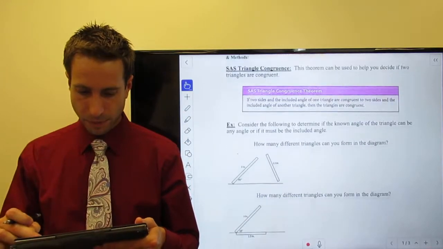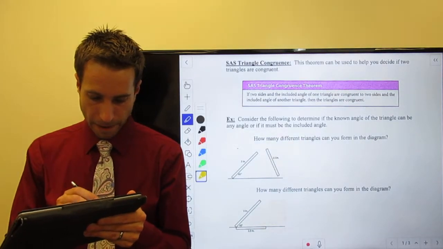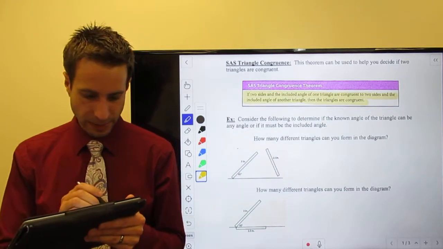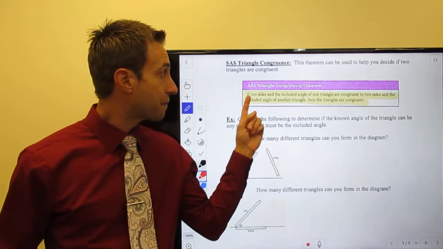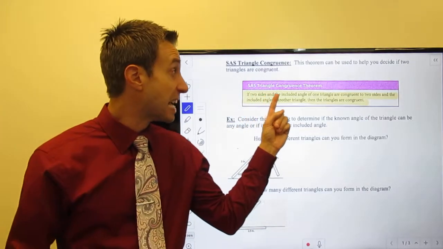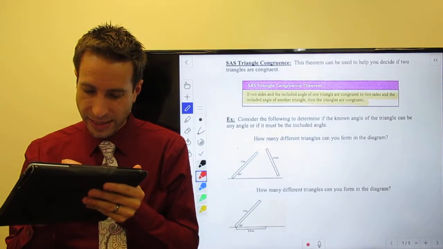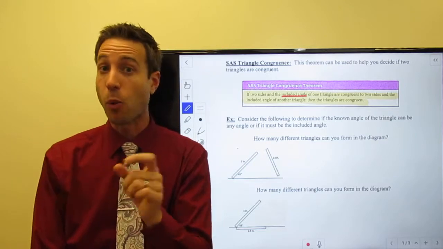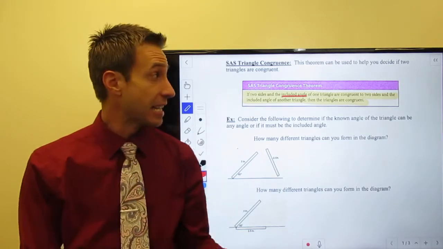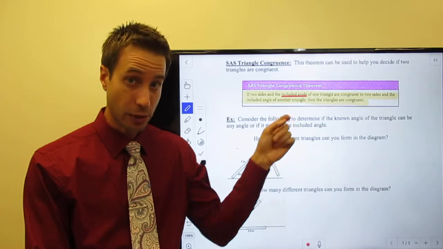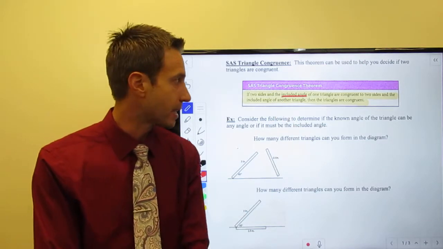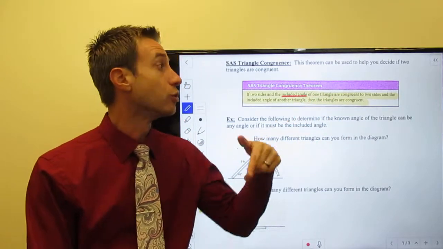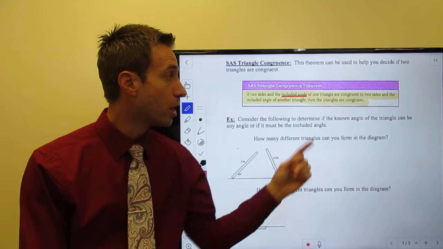So let's jump right into this by taking a look at what the side, angle, side congruence theorem is. I've got it for you right here. Here's what it says. If 2 sides and the included angle, we saw that last time. In the last section, we talked about why it had to be the included side. Here, I'm going to talk about why it has to be the included angle. I promise it'll make sense. So if 2 sides and the included angle of one triangle are congruent to 2 sides and the included angle of another triangle, the triangles are congruent.